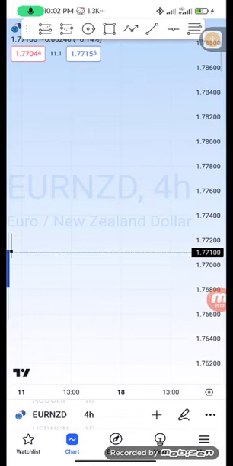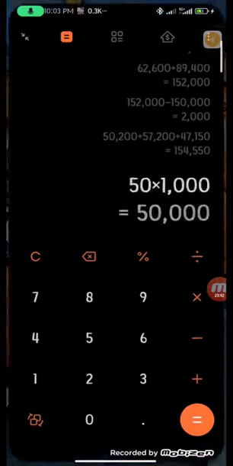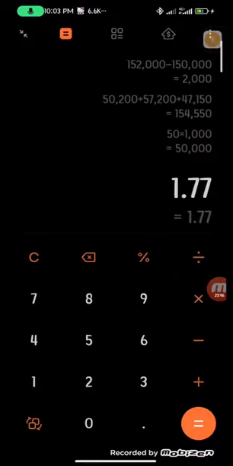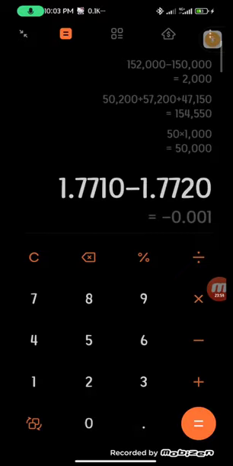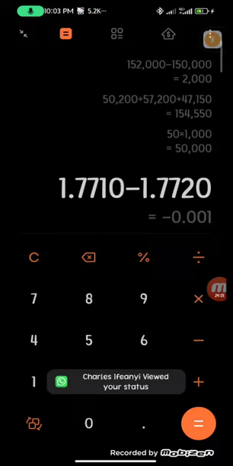Now don't forget that market pips are calculated from the fourth decimal number. For example, here we have 1.7710. That's where we take the reading from. Now let's say the market moves from 1.7710 to 1.7720, it means the market moves by 10 pips. Let's use our calculator. It moves by 10 pips up.